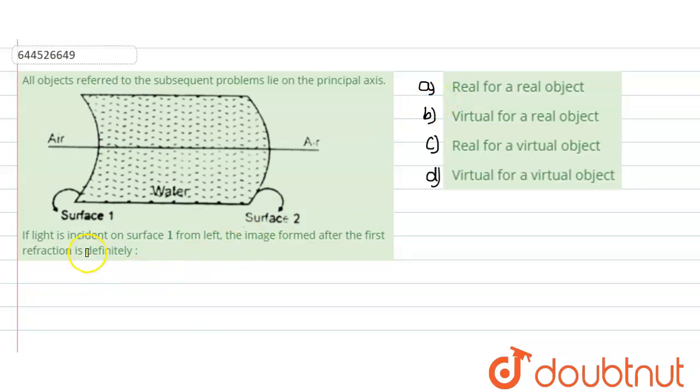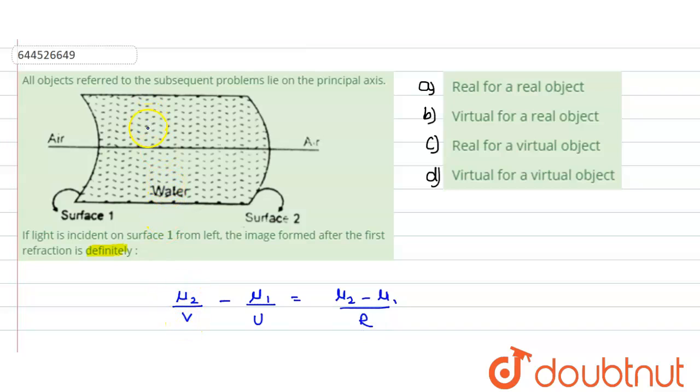So we have been asked about what is definite. Whether it would be a real image for a real object, or a virtual image for a real object, or a real image for a virtual object, or a virtual image for a virtual object. Now, first of all, this is a spherical surface, so we'll be applying the formula for spherical refraction. It would be mu2 by v minus mu1 divided by u equals mu2 minus mu1 divided by r. Now mu2 is the refractive index of the medium in which the image would be formed.